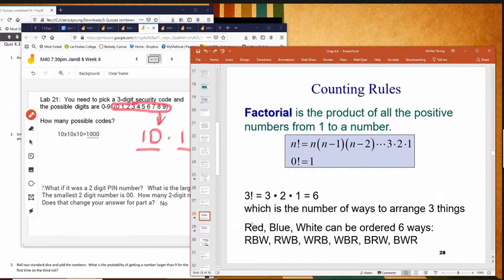So here, like red, white, blue. If I choose red, then I only have a choice of blue or white for the second color. And then once I pick one of them, I only have 1 color left. That's the one I have to pick. So again, 3 factorial is the number of ways of arranging 3 items.